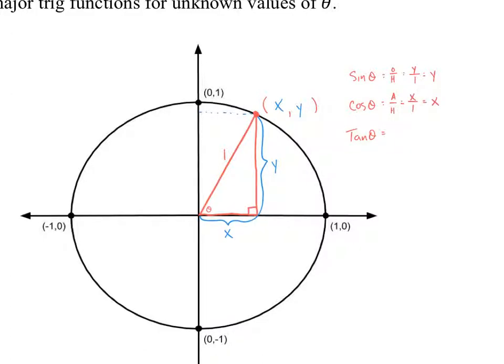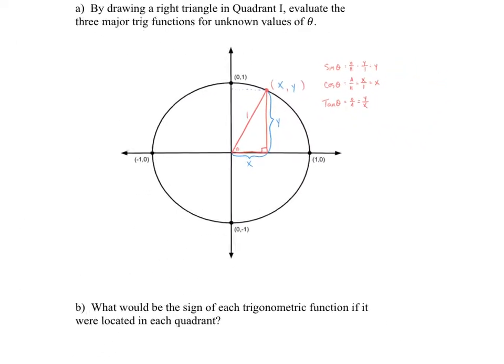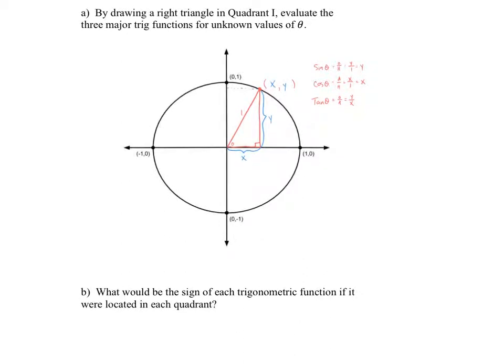And tangent is just a little different. That's opposite over adjacent. So that's going to be whatever your y coordinate is over whatever your x coordinate is. So that's y over x. And that's all this is. This is just very generic. What is the value of tangent of theta if we don't know the side lengths? And eventually we are going to know the side lengths, but we're going to generalize it first. So that makes sense if we're in quadrant 1.